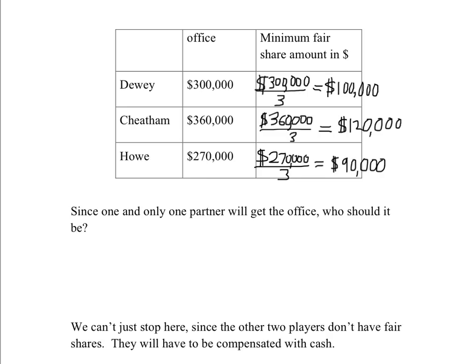Since one and only one partner will get the office in its entirety, who should that one partner be? Well, there's a case that it should be Cheatham. Right? Cheatham wants it most urgently. Cheatham has, in a certain sense, bid the highest for it. That doesn't mean that we're going to leave Dewey and Howe with nothing, but if there's one person who should get the office, that one person should be Cheatham. Now, we can't just stop there. The other 2 players have nothing yet. Cheatham has a whole office, so we're going to have to give them something, and that something is going to be cash.